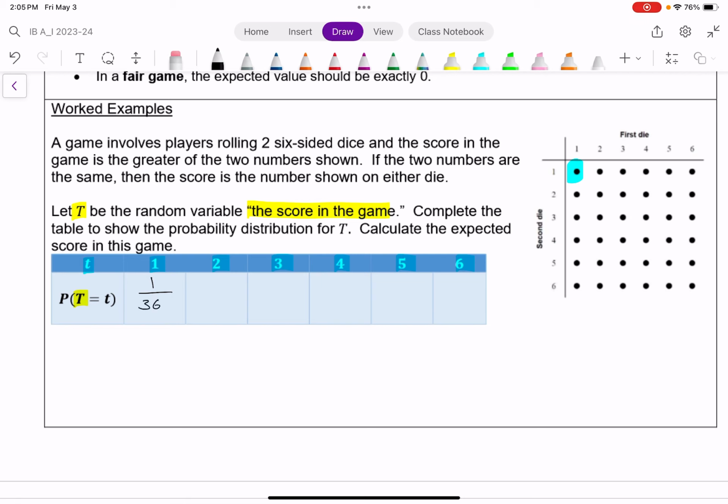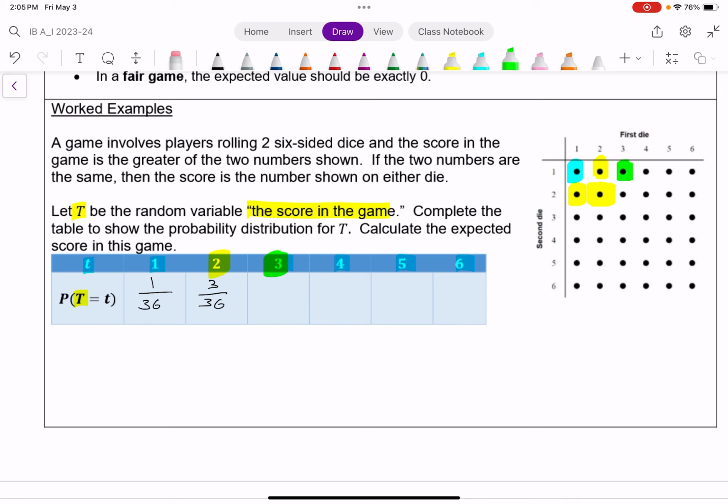To get a score of 2, you need to roll a 2 on either die, but 2 has to be the larger number. So it's these three possibilities: a 2 and a 1, a 2 and a 2, or a 1 and a 2. Either way, 2 is the highest number, and so there are 3 possible outcomes out of 36. So 3 in 36.